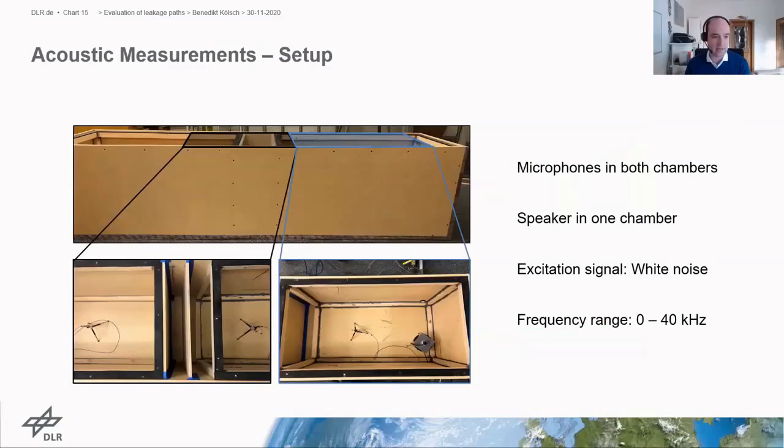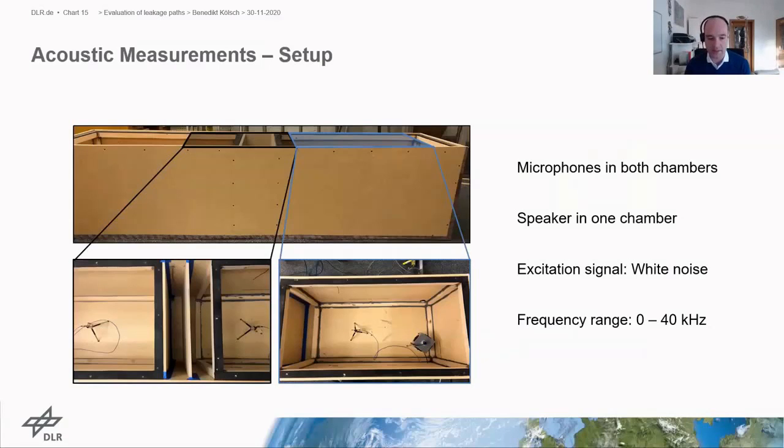The acoustic setup looked like this. So we had small microphones in each of these chambers and a speaker in one of the chambers. The actual measurements were conducted with a plate sealing both chambers on top, so this is just for illustration purposes here. We used a broadband white noise signal as excitation, and we analyzed the frequency range between 0 and 40 kilohertz, which goes up into the ultrasonic frequency range as well.